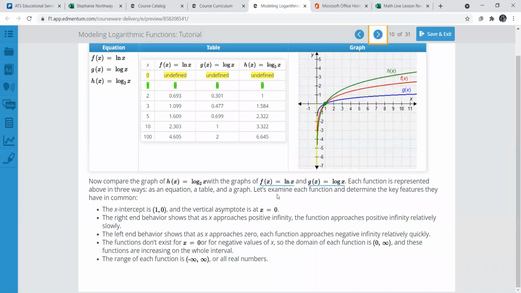This is comparing 3 different functions together and what they would look like graphed out. The range of each function is negative infinity to positive infinity, or all real numbers. So it'll always be like that for those types of graphs: negative infinity to positive infinity for the range. Remember that.